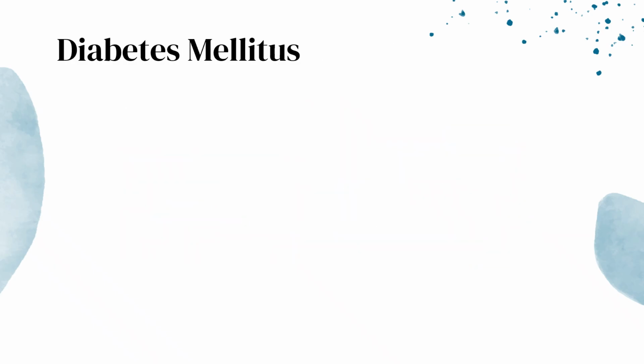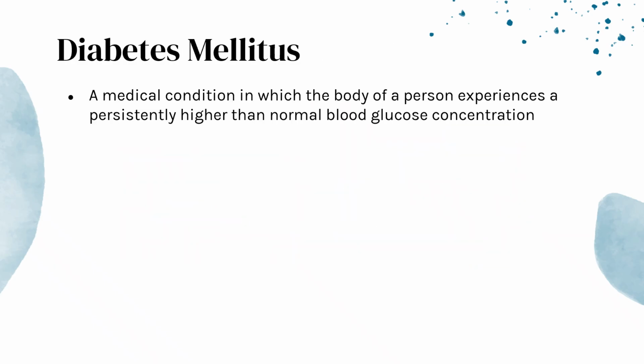So let's talk about diabetes. It is a medical condition, and I believe a lot of you know that. It is when the body of a person experiences a persistently higher than normal blood glucose concentration. So when the blood glucose concentration spikes to above normal levels for a long period of time, not just after a meal, okay? It has to be persistently higher, which means for a longer period of time. The person will have a higher risk of contracting diabetes.